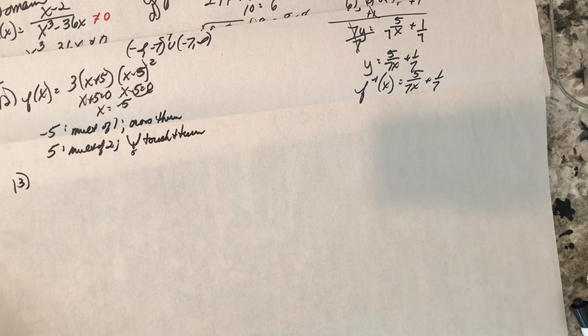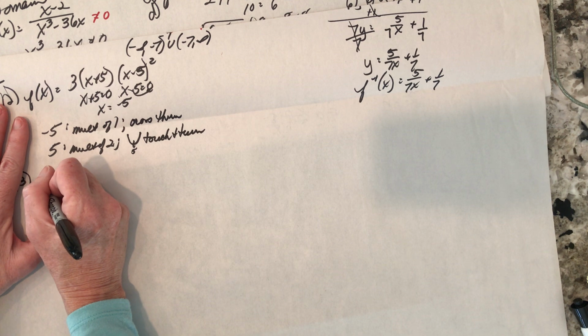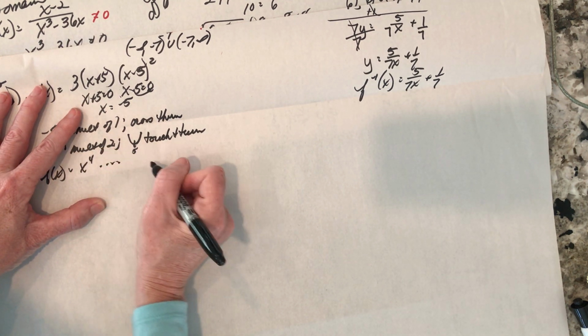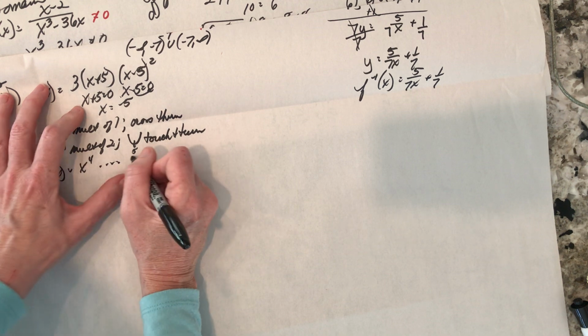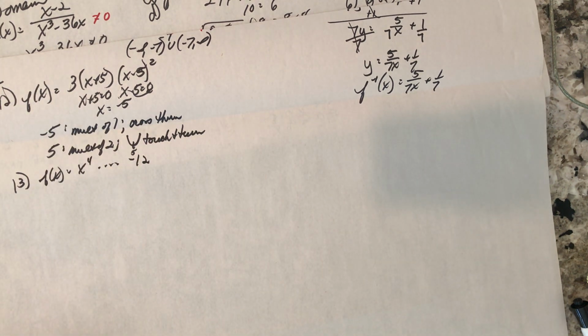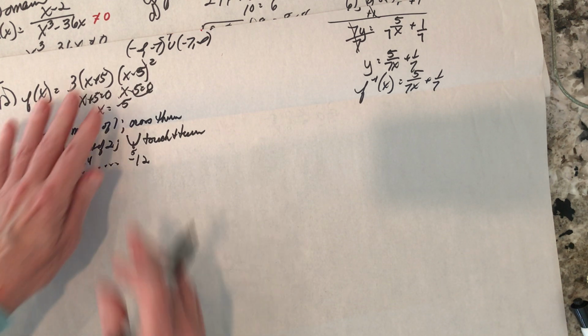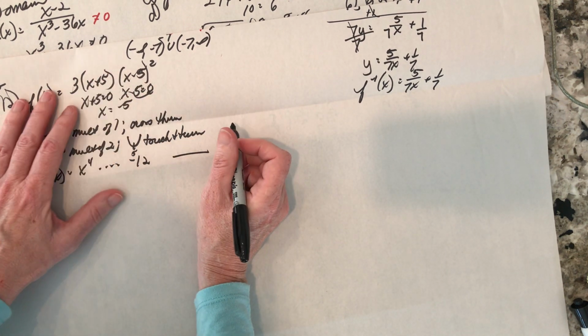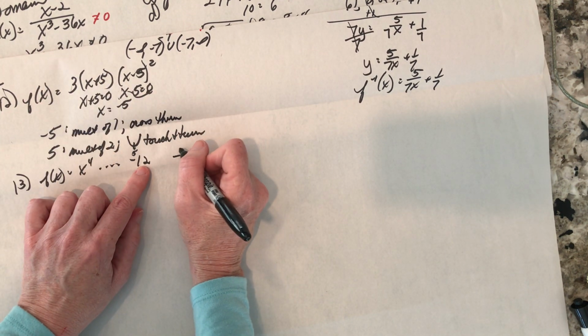Number 13. Use the rational zero theorem to list all possible rational zeros. Okay, so we have f of x equals x to the 4th, and then the last one is a minus 12. You have all this other stuff in here that you don't have to worry about. To find the rational zeros, remember the numerator is going to be all the factors of 12.